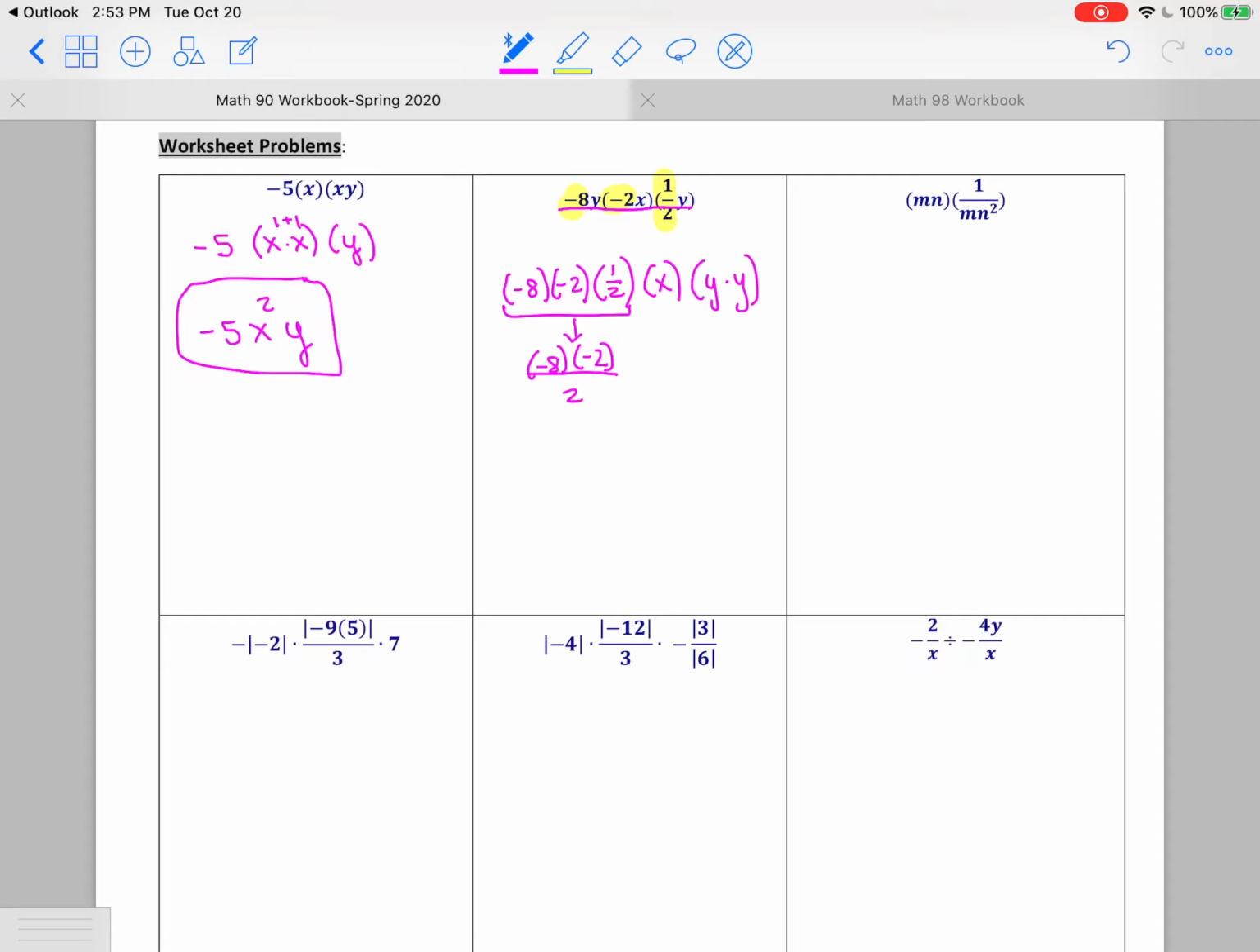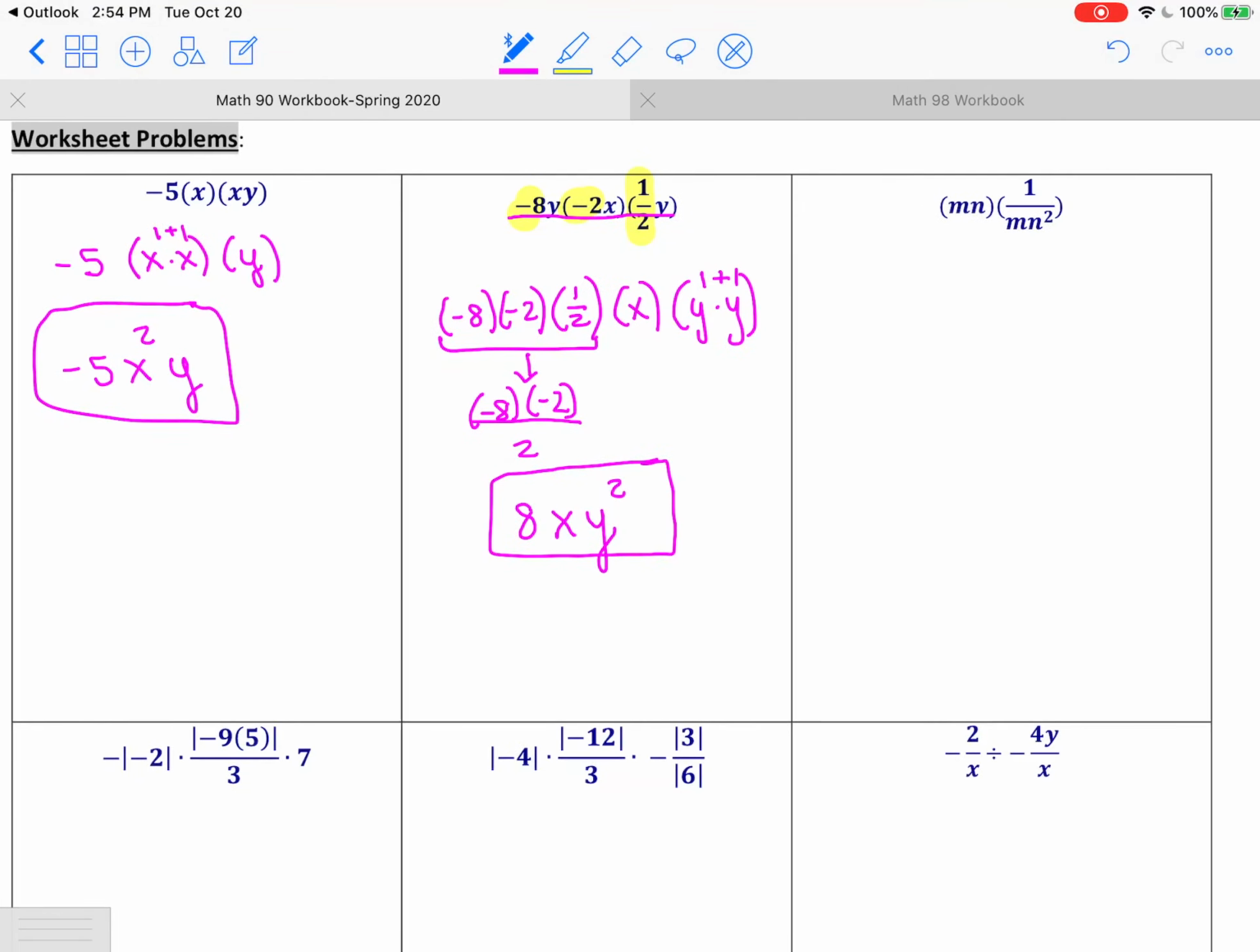We can also see that we have an even number of negatives, so this is going to be a positive answer, right? So -8 times -2 is 16, and 16 divided by 2 is 8. And we bring down the 1x that's sitting there, and of course we've got 2 y's. Those are the same bases, so we just add those exponents together. So however you see that, the coefficient part of that, you just work it mathematically how you see that.